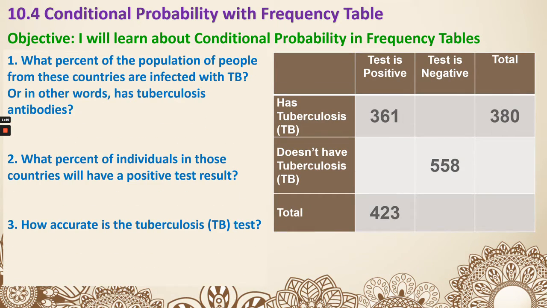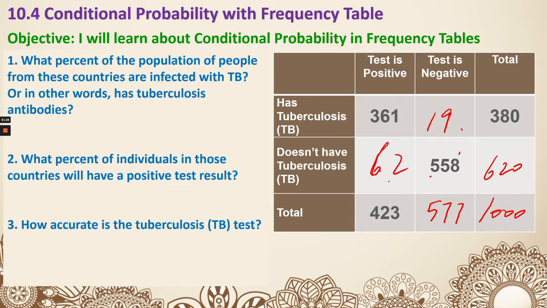Let's finish the table first. 361 plus some other number is going to give us 423, so it's got to be 62. Horizontally, 361 plus something else is going to give us 380, that's 19. Add these two together, 620. Add these two together, that's 577. And the total is 1,000.